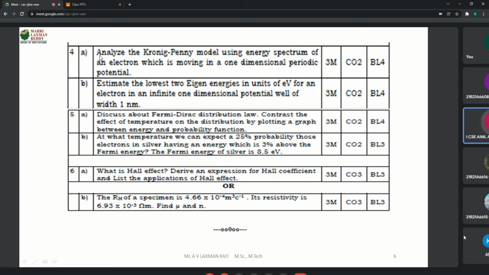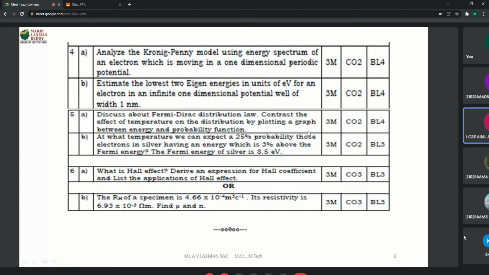If you are writing the answer for this question, then you compulsorily have to attempt the B part also, which is nothing but a problem. If you are writing 5A as the theory question, then 5B is compulsory. Either this or this you have to attempt. This is carrying 3 marks, this is carrying 3 marks.